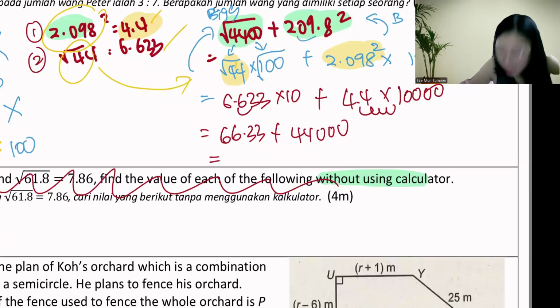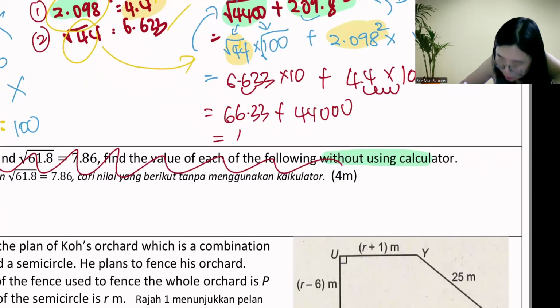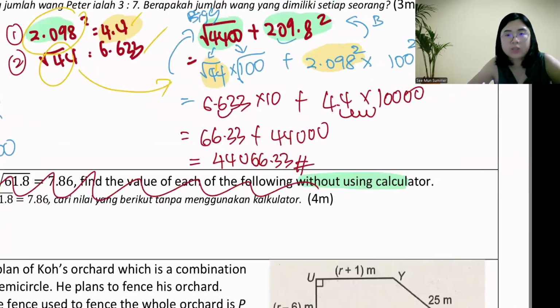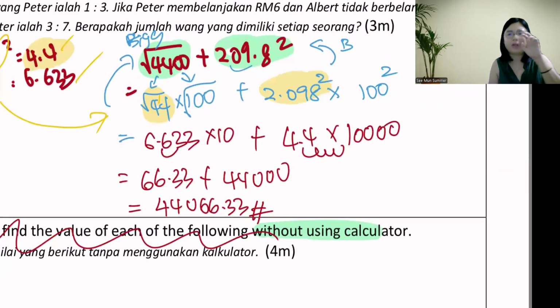And then you add them together for 4066.33. So this is how we solve this question. See, without using any calculator, this is how you do.